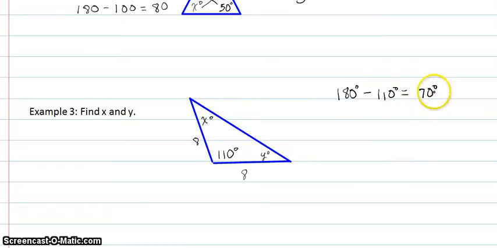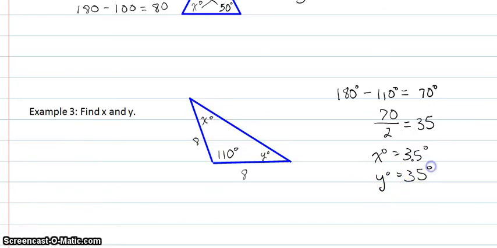Right. So we have 70 degrees. So we know that x and y would add up to be 70 degrees. And we also know that x and y are equal. So what we would need to do is just divide 70 by 2. And that gives us 35. So x equals 35 degrees and y also equals 35 degrees.